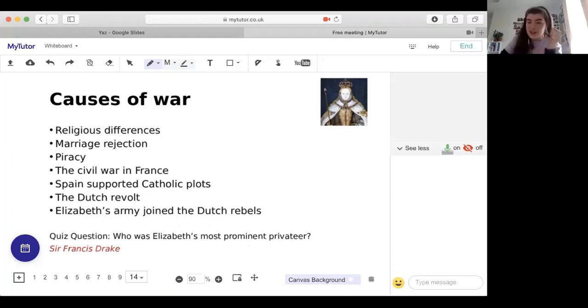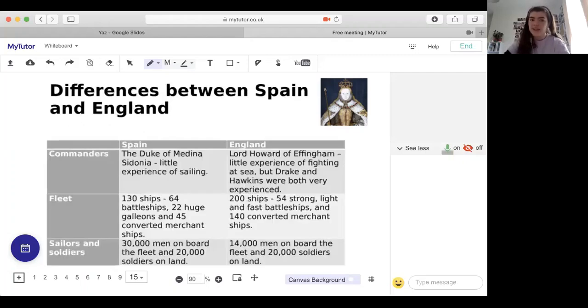If you didn't, jot it down, because again, it's another key name to be able to put into all of your answers. And most people remember Elizabeth, King Philip of Spain, and then maybe Robert Dudley, but they don't really remember Francis Drake. So if you can get that in, that's like another excellent point in your favour when you're in the exam. So what were the differences between Spain and England?